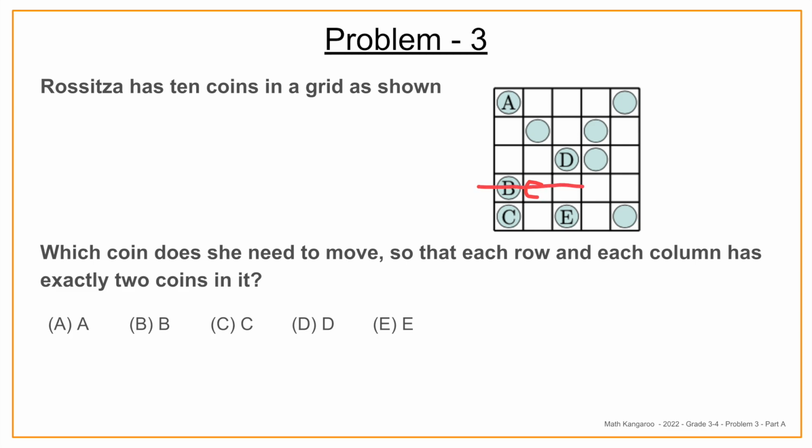We see that we have 2 in here and now after moving C, we have 2 in this row. We have 2, 2, so all rows are correct. Now let's see the columns: 2, 2, 2, 2 and 2. So our option is C, option C.